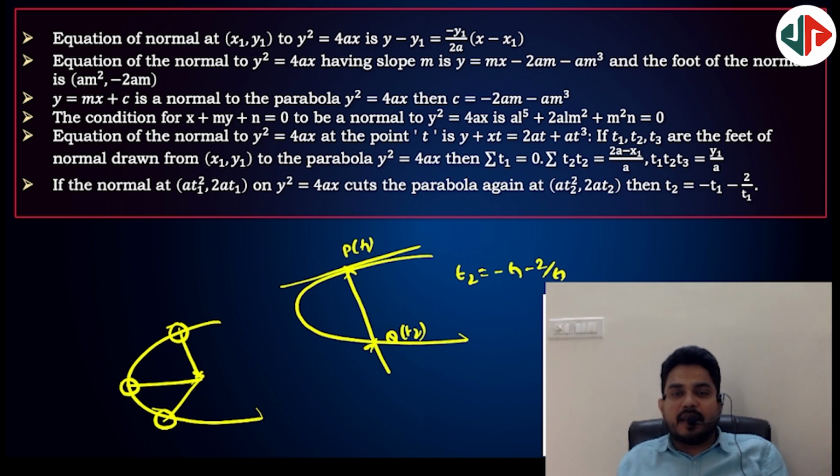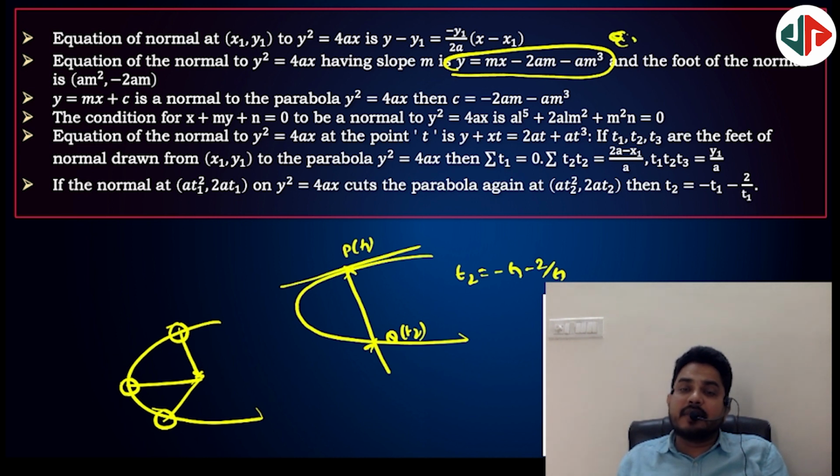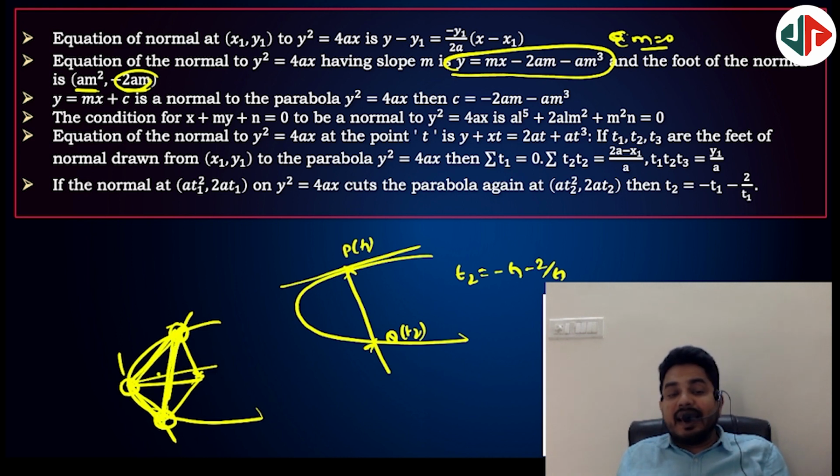Because you look at here, when you take this one as a cubic equation, here what happened? am cube. So sigma m is equal to 0. Sigma m is the sum of the slopes. So the sum of the ordinates must be 0. So these three are called the feet of the normals, where we drop the perpendiculars to the corresponding points. So the centroid of these three triangles always lies on the axis of the parabola.